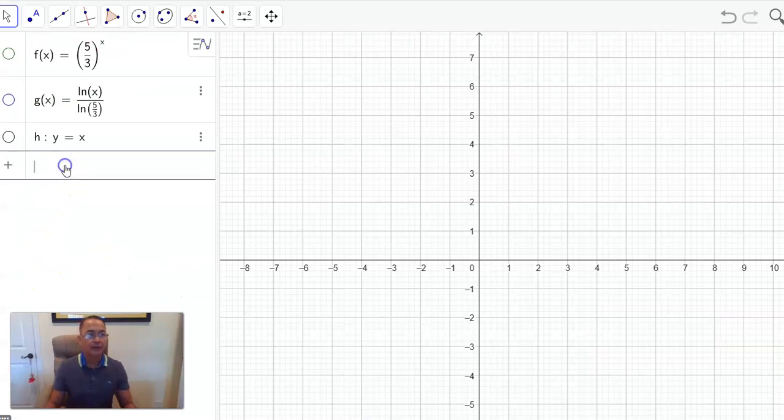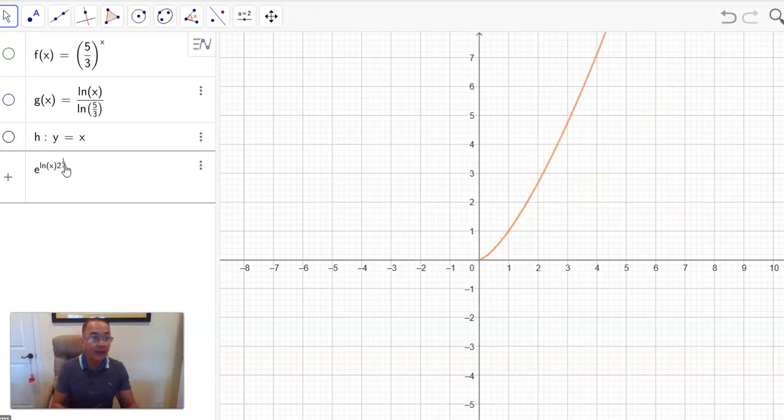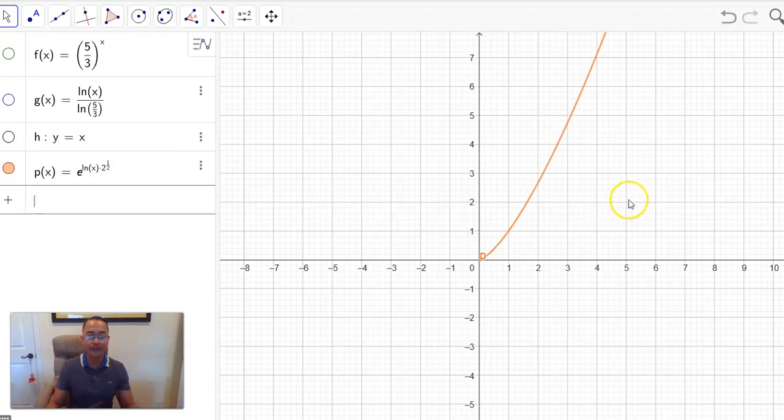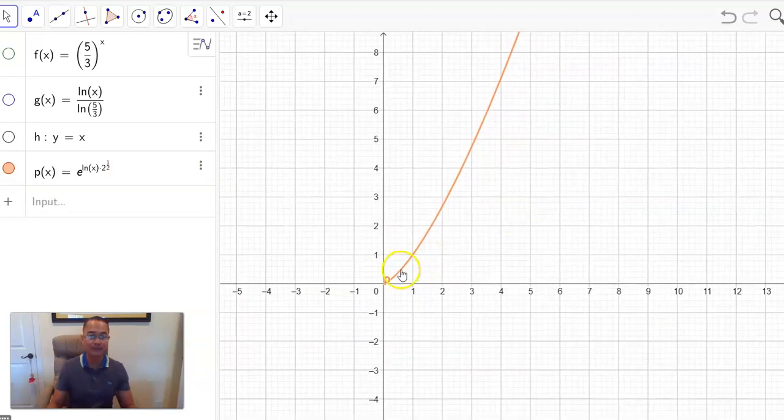Okay, so we want x to the square root of 2, and we said that it is e to the power ln of x times square root of 2. So we can write that as 2 to the power 1/2. Ooh, there we go. So that is the graph of x to the square root of 2.